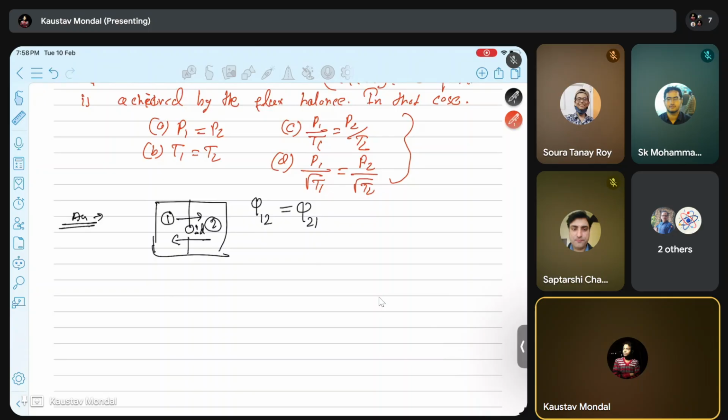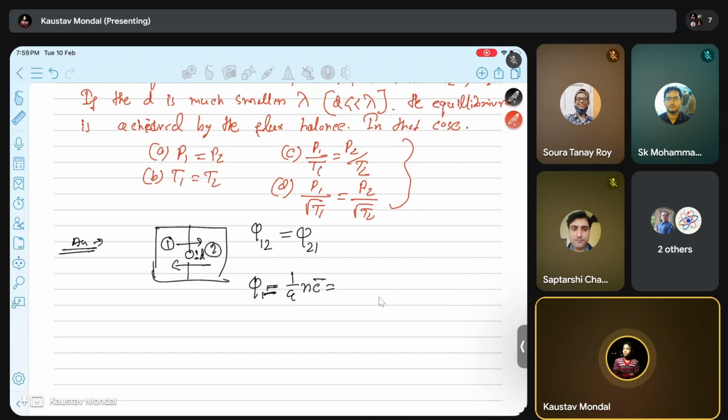So the phi expression you already know, that is one-fourth n c bar, and since in the problem everything is mentioned in terms of pressure and temperature, you have to write all of these quantities in terms of pressure and temperature. So n is basically P by kBT, and c bar is root of 8 kBT by pi m, right? So just substitute it here, so it will give you 1 by 4 into P by kT into 8 kT by pi m. So it will be proportional to P by root T, right?